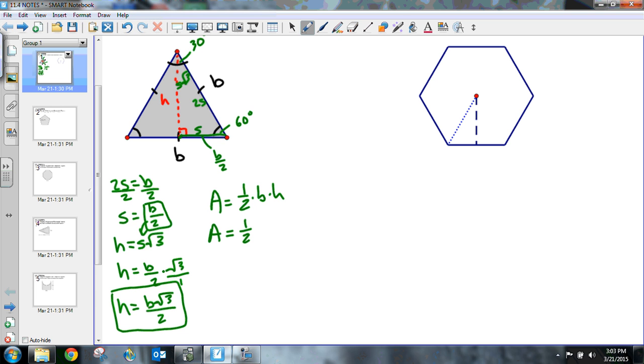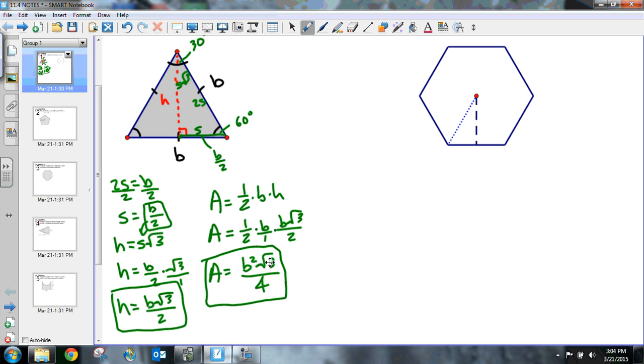I get 1/2 times my base, B over 1, and then I multiply by my height, which is B times the square root of 3, all divided by 2. So my area is equal to 1 times B times B times the square root of 3, and B times B is B squared. My denominator is 2 times 1 times 2, which gives me 4. So this is the formula for an equilateral triangle: area equals B squared times the square root of 3 over 4. You'll encounter this, and I want you to use this formula, that way you don't have to figure it out using the Pythagorean theorem and all that kind of stuff.